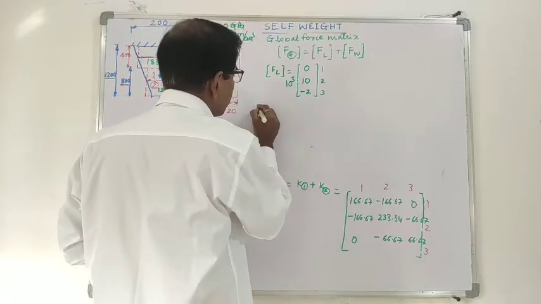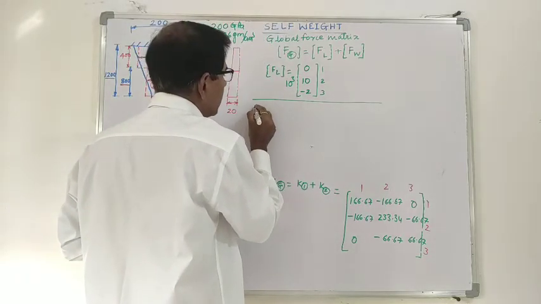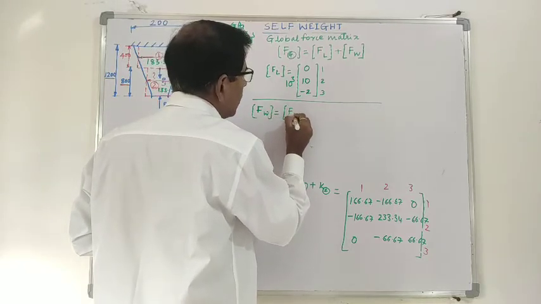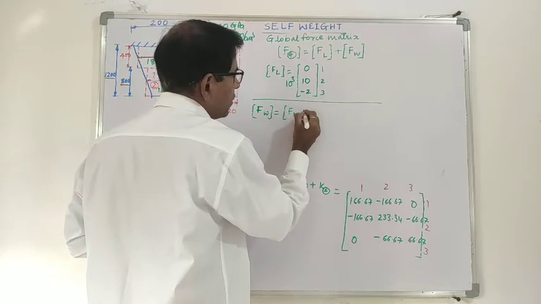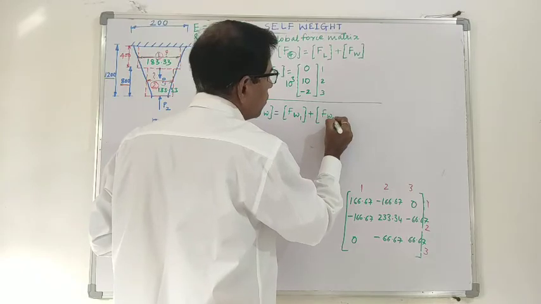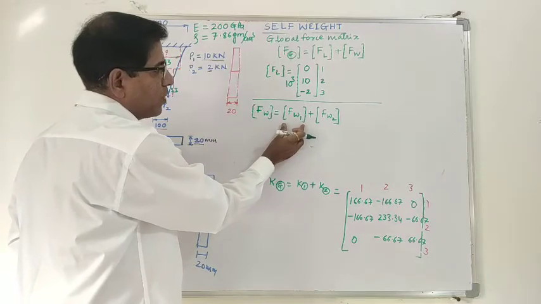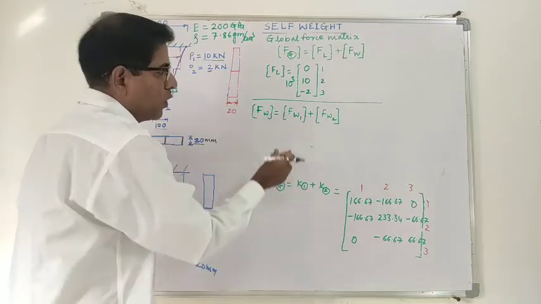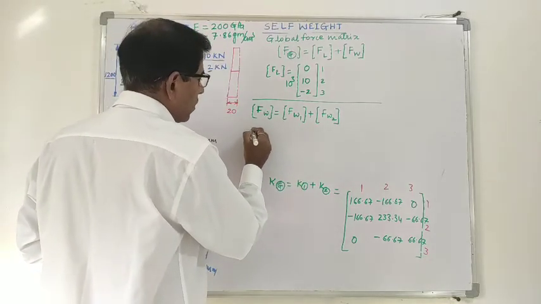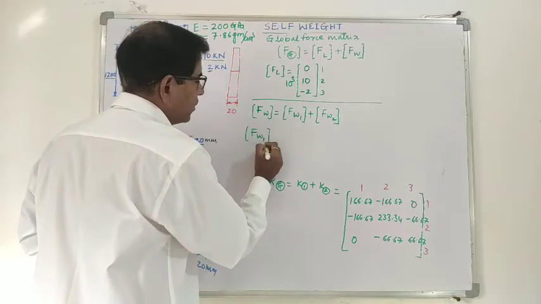Okay, now we find out the weight matrix. Now this weight matrix is equal to the self weight of section 1 plus the self weight matrix of section 2. Okay, so this will be the summation of weight of section 1 and section 2, or element 1 and element 2. Okay, now first we find out the self weight of section 1.